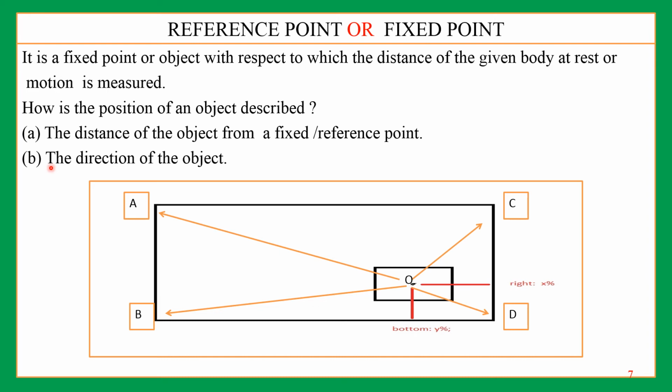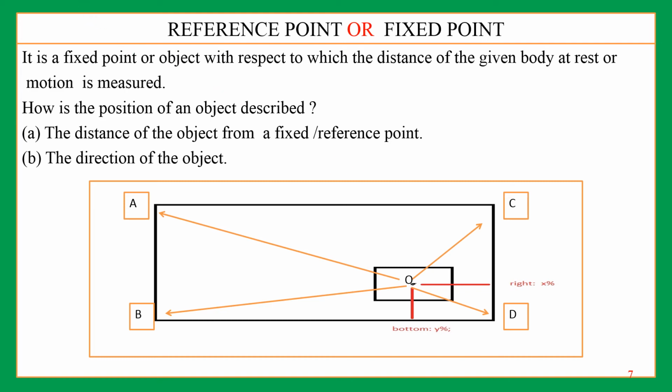So how is the position of an object described? We can see that the distance of the object from a fixed point is very, very important to describe the position. How far is the body from the horizon? And second is direction. In which direction is the body present? You can see its direction is this one, and body B is in another direction, D is in another direction, and C is in another direction.